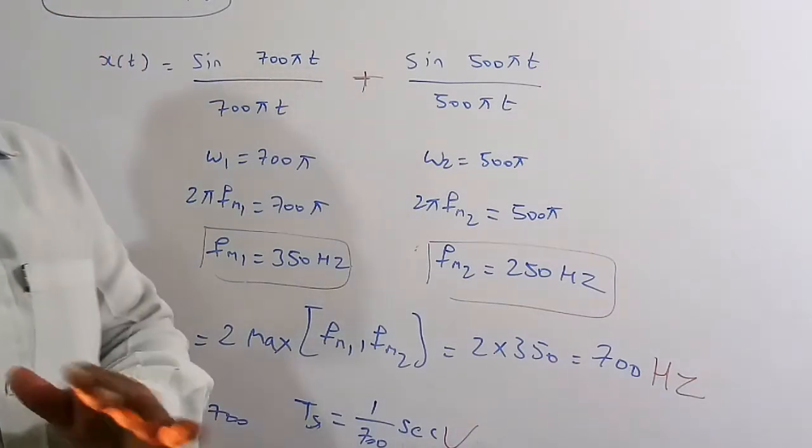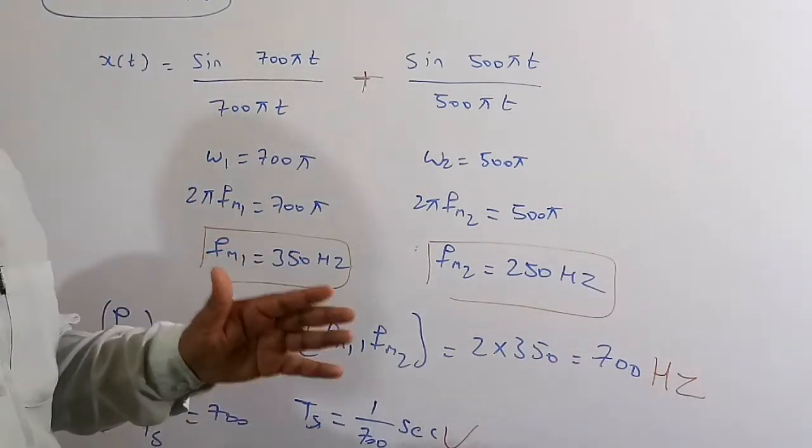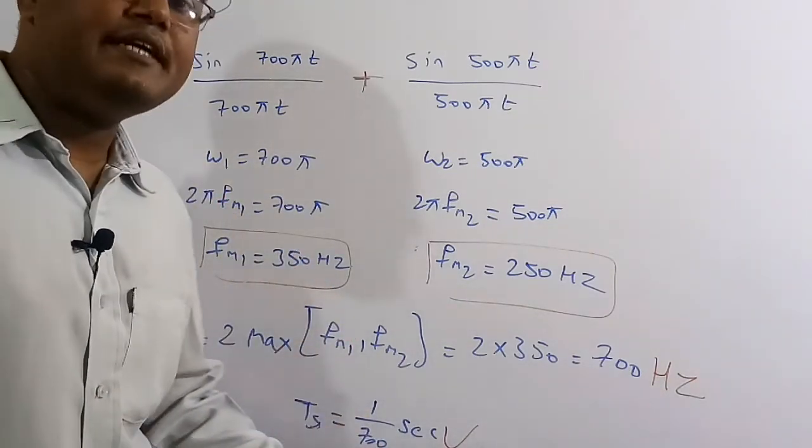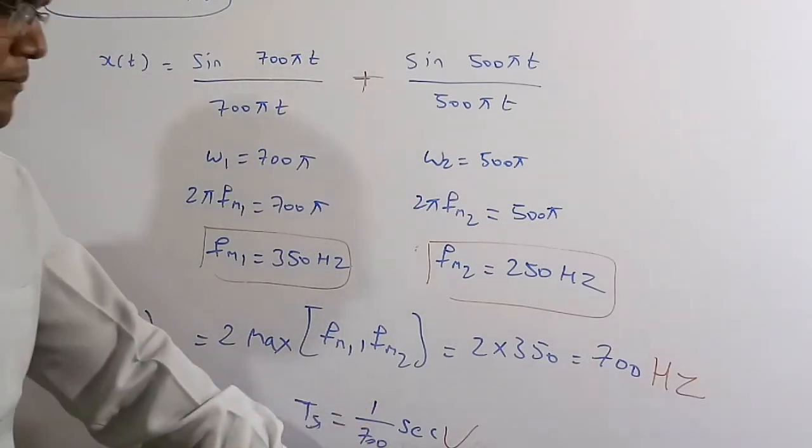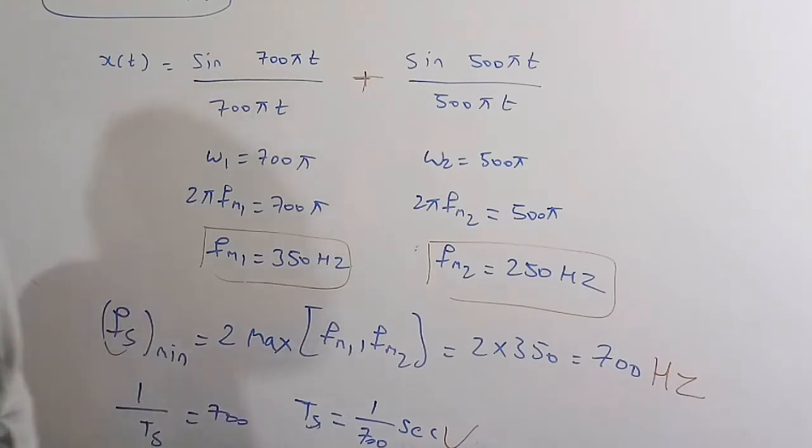In the question they have not asked for the Nyquist sampling frequency, but they have asked for the Nyquist sampling interval. That's why we need to find the time period. So Ts is equal to 1 by 700 seconds is the correct solution of this question. Now we are going to solve the 18th question.